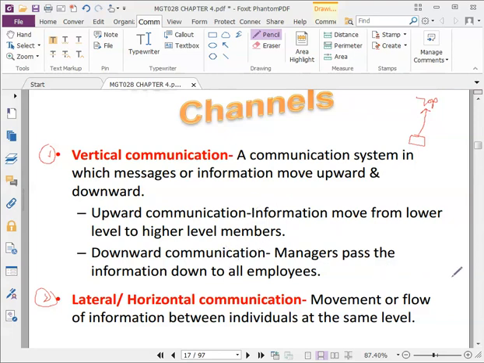Kalau downward communication adalah manager pass information down to all the employees. Okay, the top bagi informasi pada manager, okay, dan manager bagi information kepada employees yang bawah. Okay, that is downward. Okay, dari atas ke bawah. Kalau dari bawah ke atas, informasi itu dari lower level kepada higher level. Okay. Itu vertical communication. Okay.